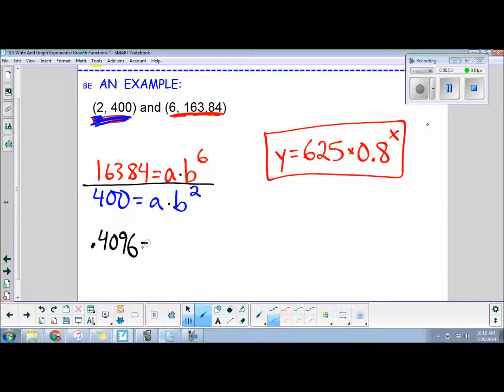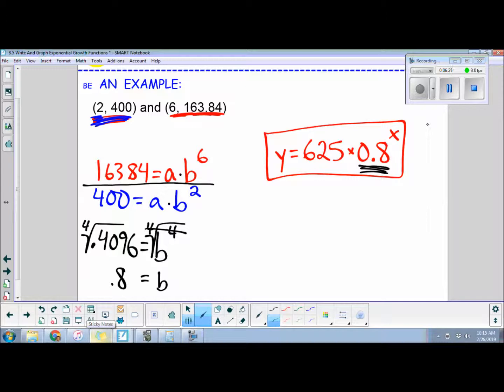0.4096. A divided by A is 1. Those will cancel out. B to the 6 over B to the second, you got to know some algebra skills, that simplifies to B to the 4. What do we do now? Take the fourth root on both sides. If that sounds familiar, it should. It's exactly what we did in the other one. Our B value was 0.8. That's that multiplier we have over on the side.